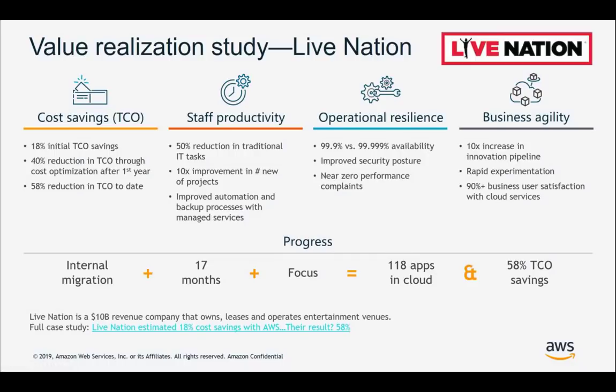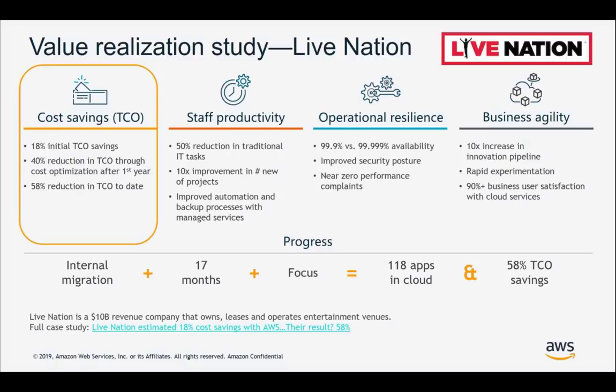Now let's pull together the full value story. Live Nation, the events promoter and venue operator, started their migration to AWS in 2016, which they did themselves. They completed the first 90% in 12 months and the remaining 10% 5 months after. They had two main objectives in moving to AWS. The first was around reducing costs, and the second was to better support their business.